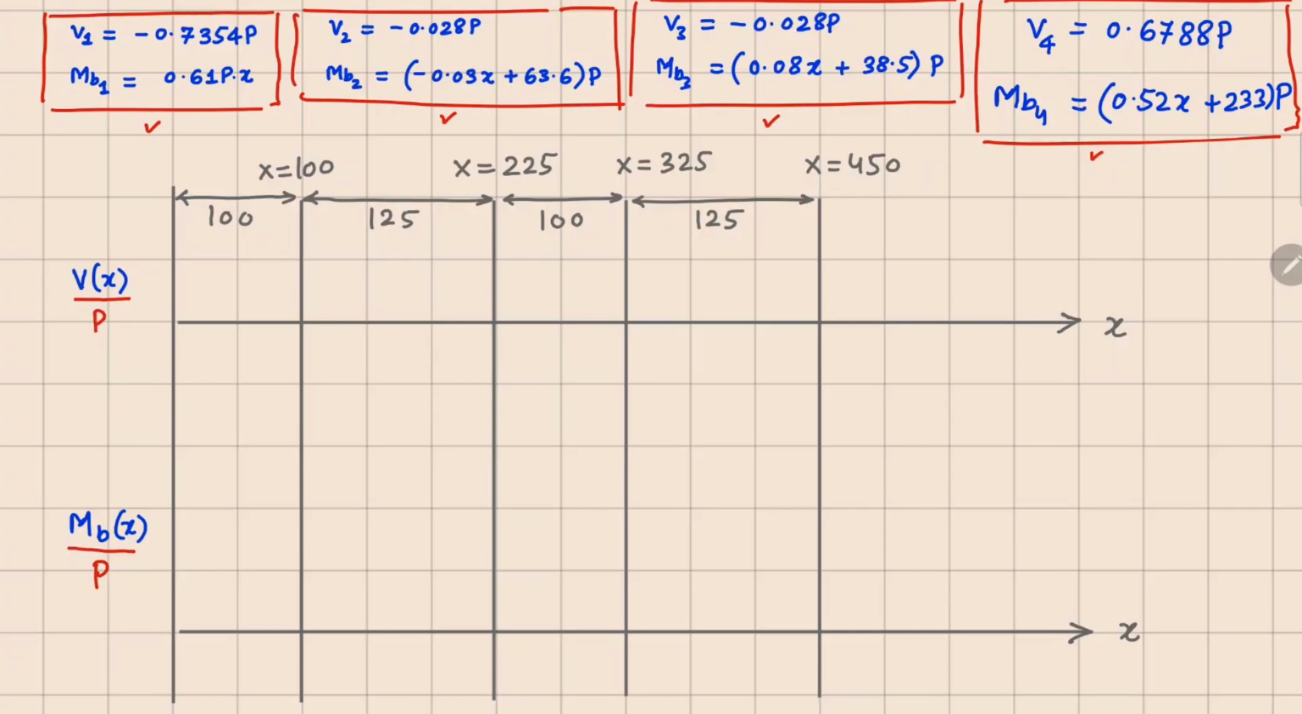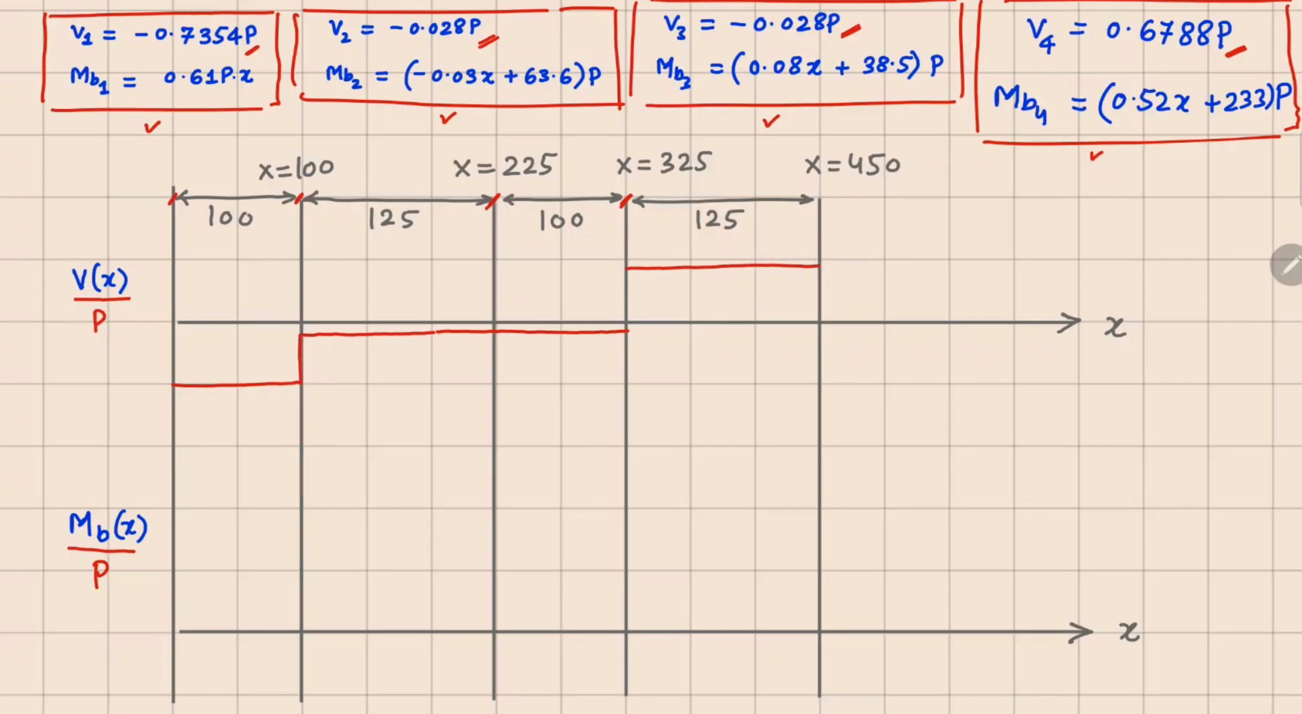So if I go for the first section, which is between x equals 0 to 100, the value of your V1 is minus 0.7354. So I can go here and plot it as a constant in this section. Now for your section 2 and section 3, your V2 and V3 are the same, a very small value, but this is negative. So in segment number 2, which is here and here, I can maintain this very small negative value up to here. And the last segment, you can see that this value is 0.6788p, which is on the positive side. It's going to be somewhere here.